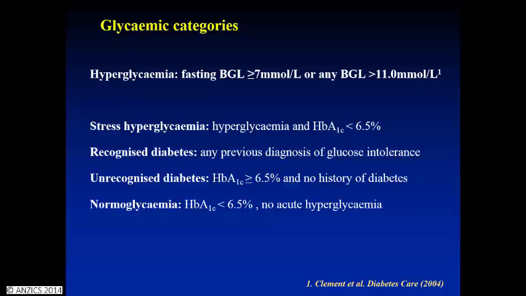Recognised diabetes was any previous diagnosis of glucose intolerance other than gestational diabetes. Unrecognised diabetes were those patients who had an HbA1c greater than or equal to 6.5% and no history of diabetes. And we confirmed this by speaking to the families and also calling the general practitioner of all of these patients. Normoglycemic patients had a non-diabetic HbA1c and no episodes of acute hyperglycemia.